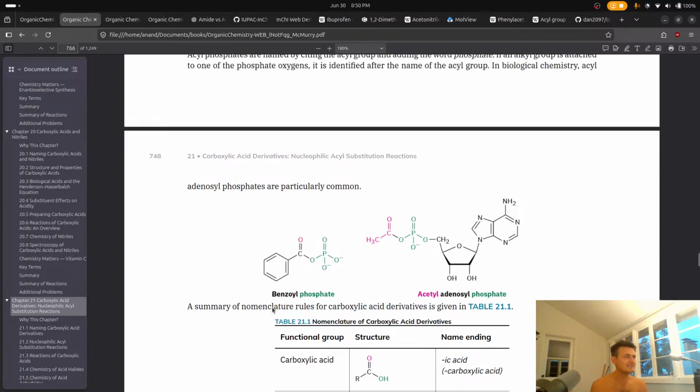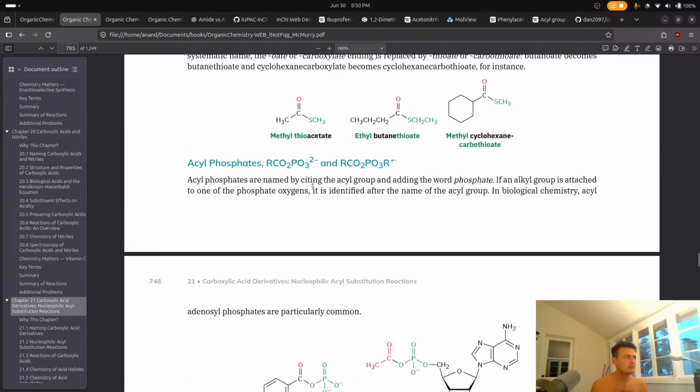Oil was for acid halides. But it's really just the name of the acyl group. So that's what they mean by the oil.